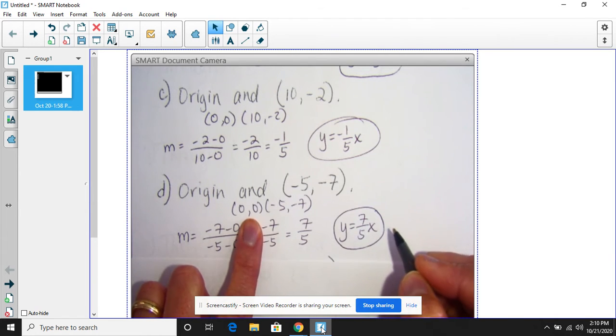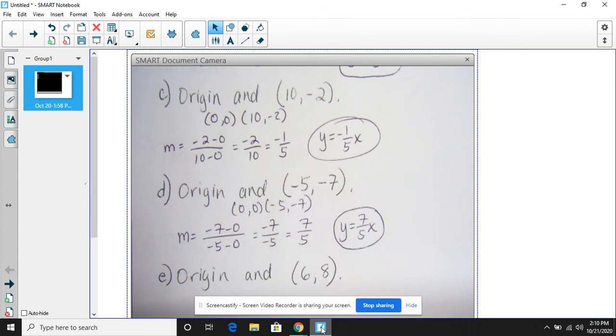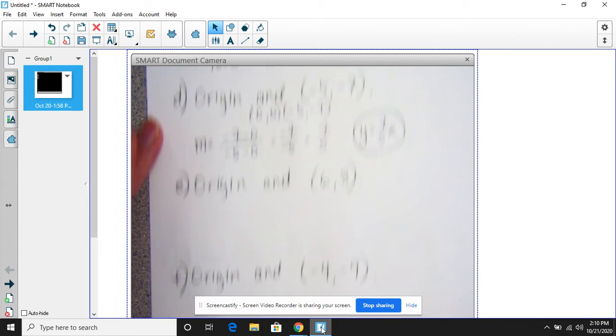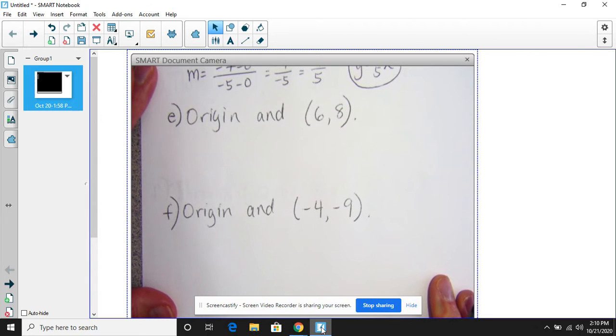Our y-intercept is 0. Okay, so pause the video, write these 2 problems down, and I want you to try these on your own. So make sure you pause the video.